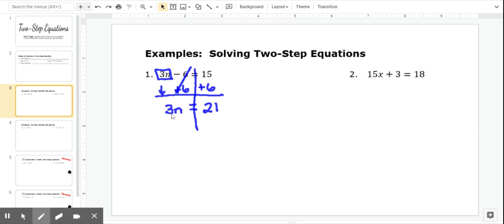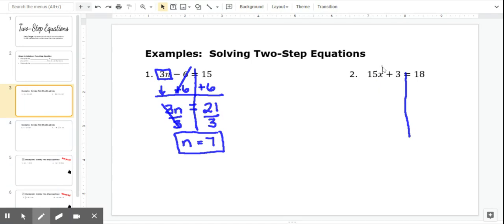Now I have one more step. This says 3 times n. So to undo that, I'm going to underline both sides and put divide by 3. My 3's will cancel, and I get n is equal to 7. Let's do another one, example 2. So again, I'm going to find my equal sign, draw my line straight down the middle to keep my sides separate.